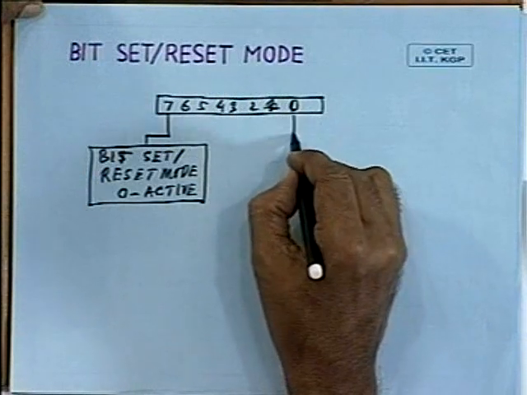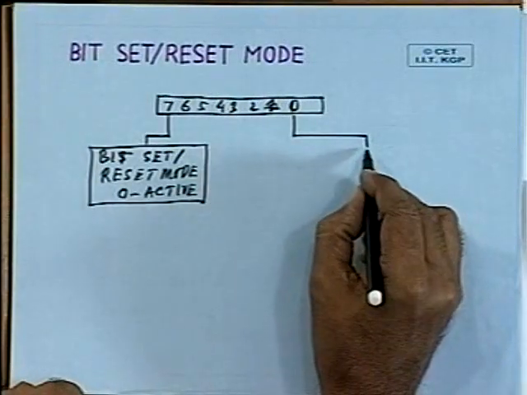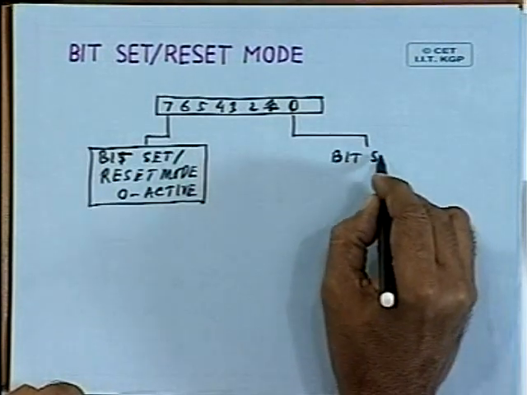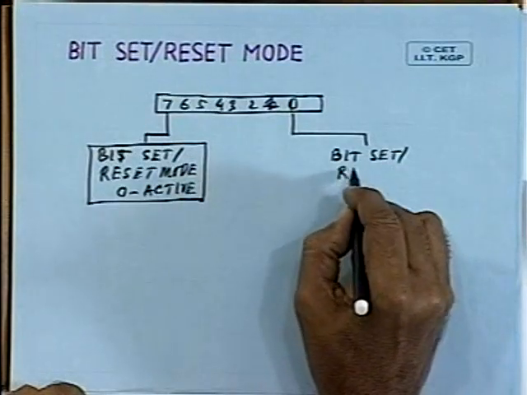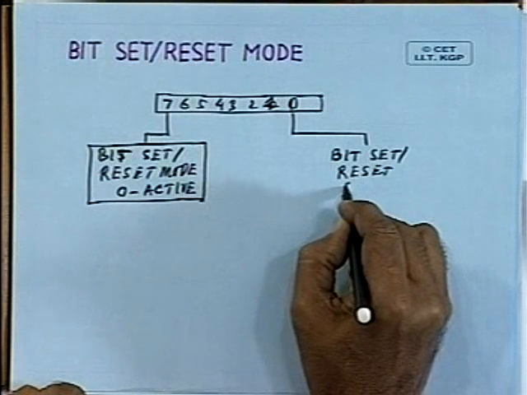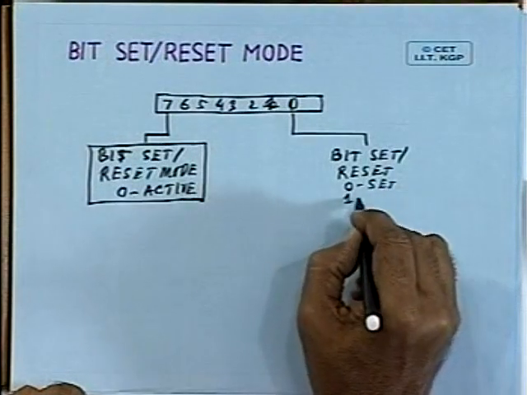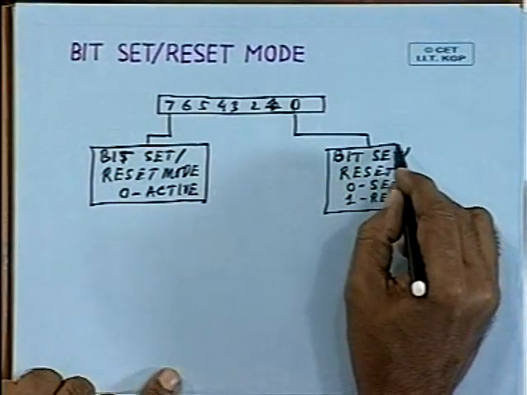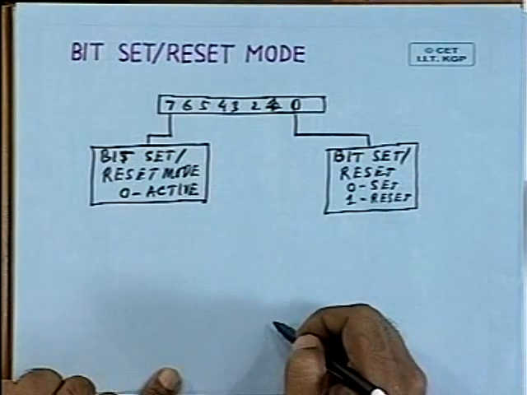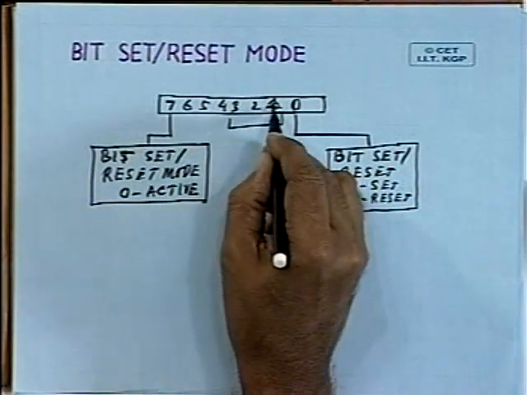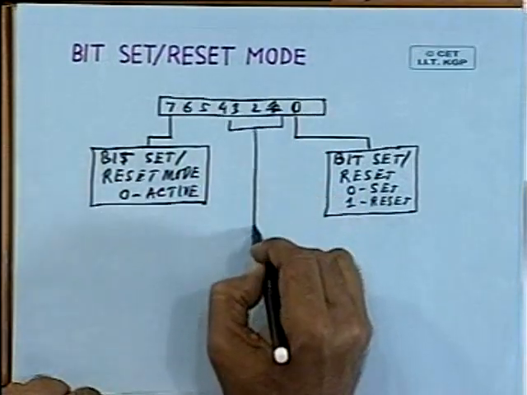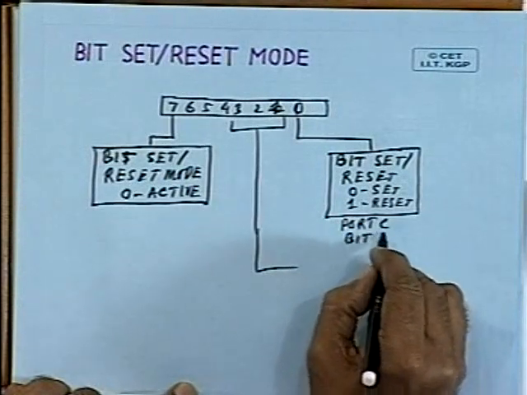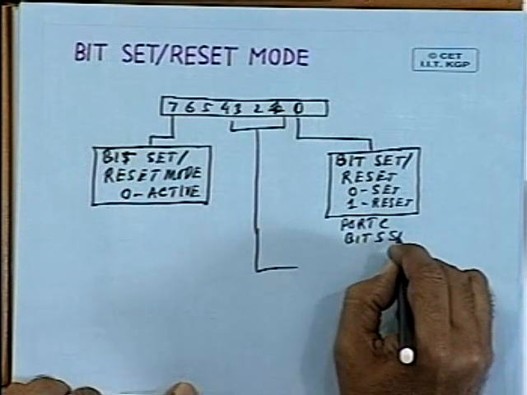How can it be done? The value that you want to write has to be loaded here. That means bit set or reset: if it is 0, then it will reset, and if it is 1, then it will set. So with the help of this, that bit will be set or reset. Now which bit? That is decided by these 3 bits, bits 1, 2 and 3. They select the port C bits, port C bit select.